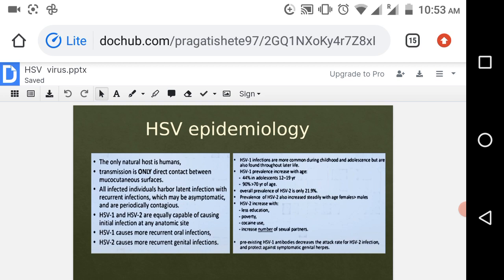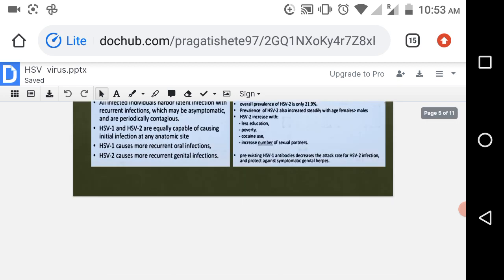In this online lecture we are focusing on the herpes simplex viruses. In that also we have two types, HSV1 and HSV2. The main difference between the two types is that HSV1 causes upper body infection, above the vest, and HSV2 is responsible for lower body infection, below the vest. Then we saw the HSV epidemiology.